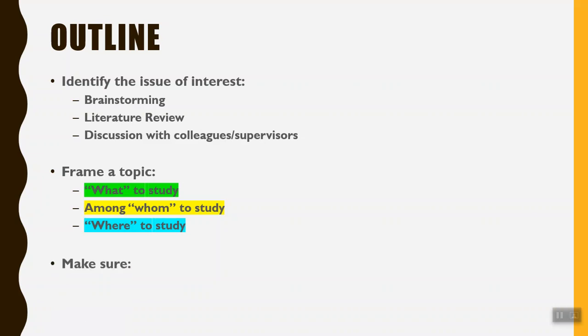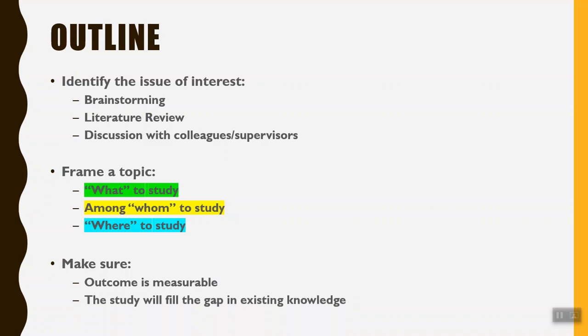And also you should bear in mind three more important tricks and tips, or three more important criteria. The first thing is that the outcomes should be measurable. Okay, and the second point is the study should fill the gap in the existing knowledge. And the third thing is the research should be feasible.